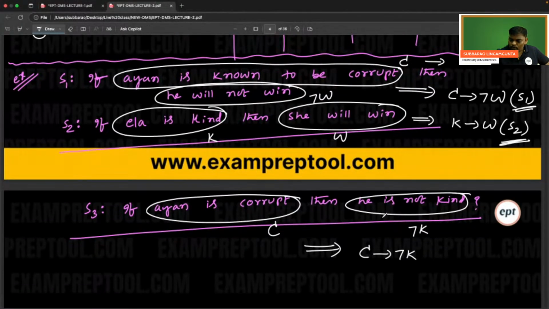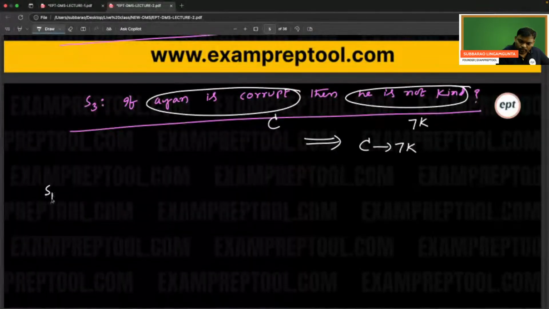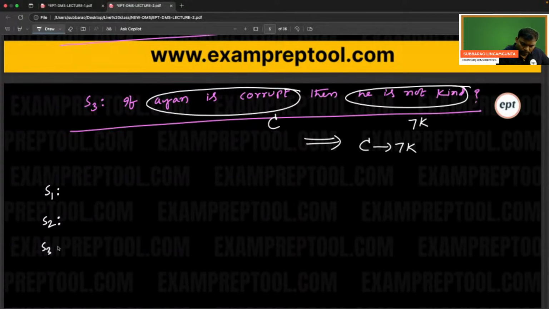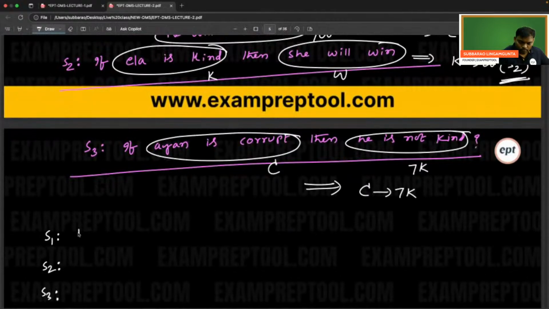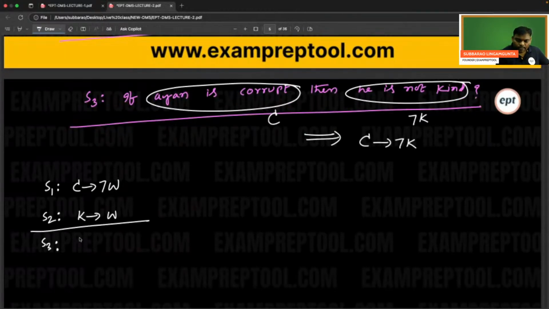Now if you observe all of them, can you see this one? Everyone listen: S1, S2, S3. See the S1. What is S1? C implies negation W. What is S2? K implies W. What is S3? C implies negation K.